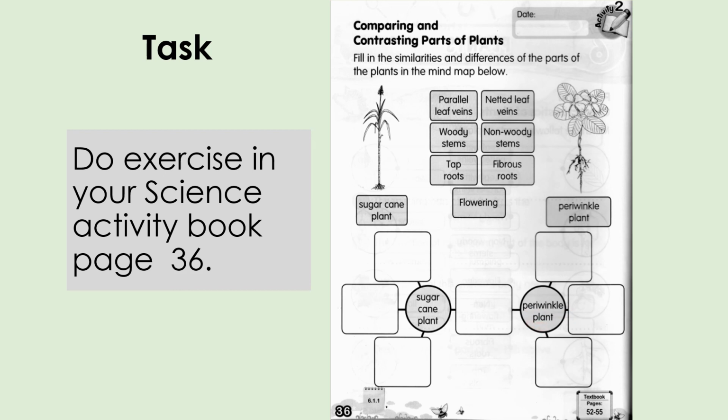Now, you have to find the similarity between sugarcane plant and periwinkle plant. What are the similarities in sugarcane plant and periwinkle plant? Then you have to write here. And then write the other characteristics of sugarcane plant here. And write the other characteristics of periwinkle plant here. Remember, only the similarity we write in the middle. And it is connected with two lines. One line to the sugarcane plant and one line to the periwinkle plant.